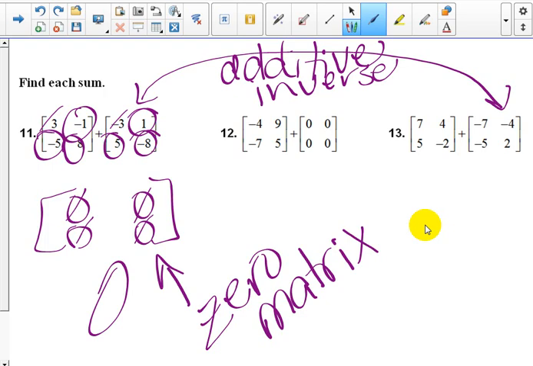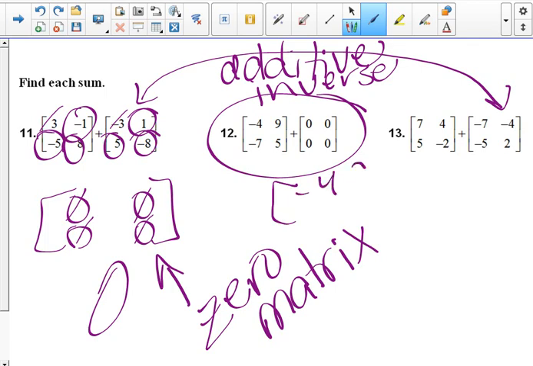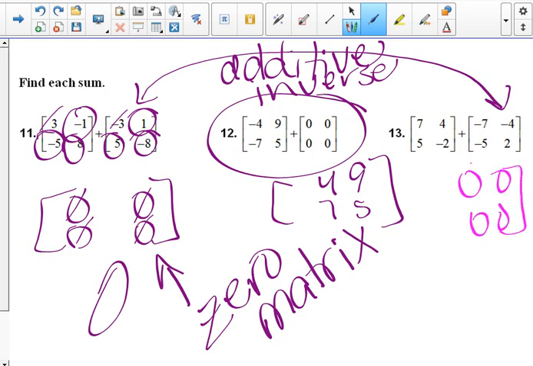Okay, so for 12, what do we get? Negative 4, 9, negative 7, and 5. Yes, just that first matrix. How about the second one? It's a 0 matrix. Any questions on those?